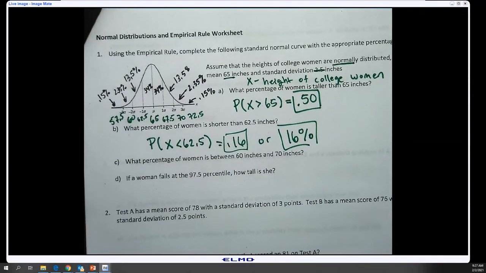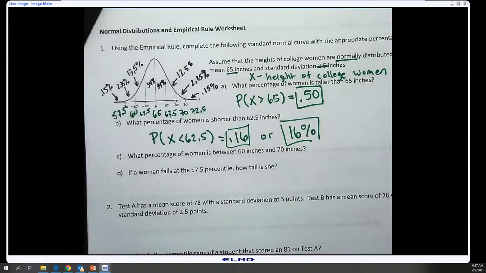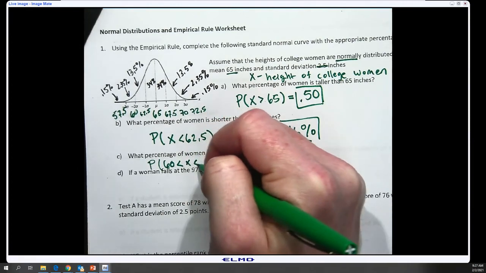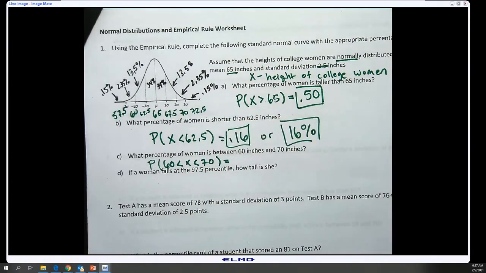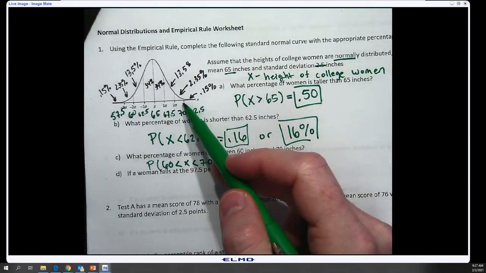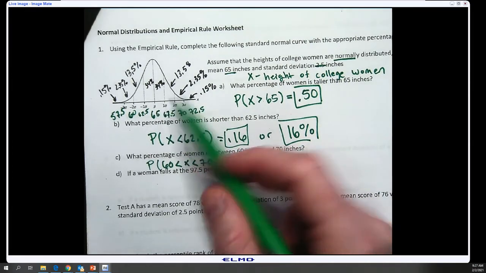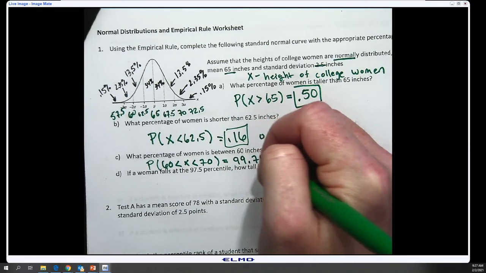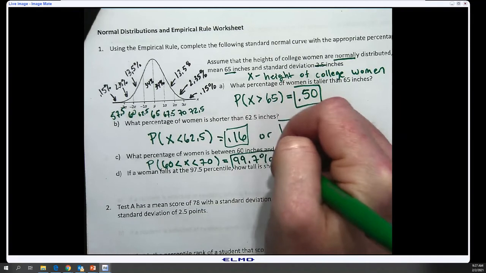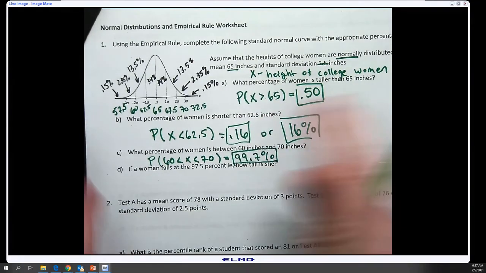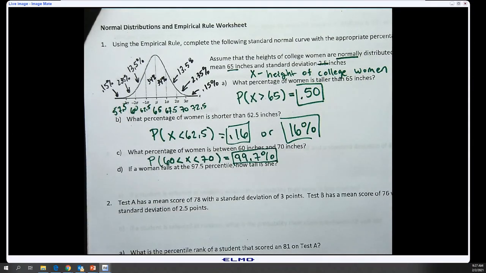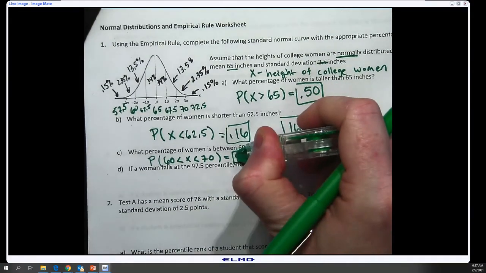For C, it says, what percentage of women are between 60 and 70 inches? So X being between 60 and 70. So I find 60 on here, I find 70 on here, and all I'm going to do is just add those all up, and it should be 99.7%. I did it a little bit faster because I knew that these were, nope, that should be 95%. I was just about to brag. I did that totally wrong.